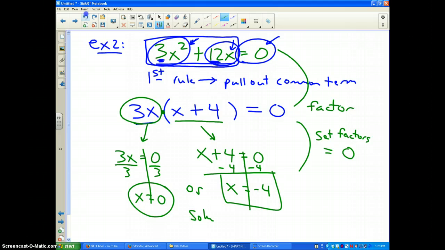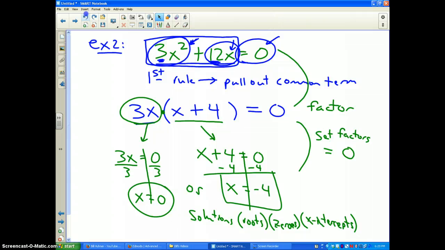These are the solutions to my problem. Or if you want to call them roots, or if you want to call them zeros, or if you want to call them x-intercepts. Remember, all those words mean the same thing.